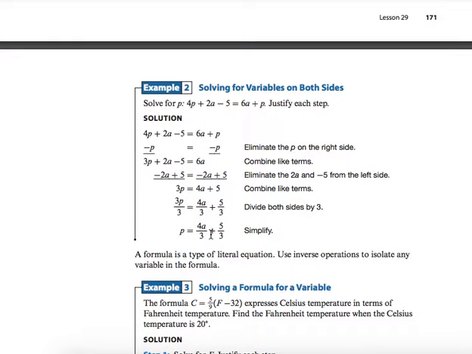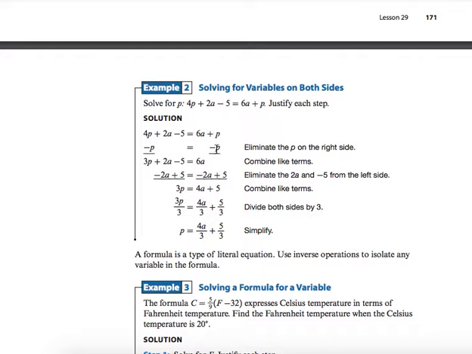Example 2 says solve for variables on both sides. In the equation here it says solve for p when you've got 4p plus 2a minus 5 equals 6a plus p. Justify each step. Now they want to get, in this case with variables on both sides, the same variable on the same side to add those terms and then separate them afterwards. So here it says eliminate the p on the right side by doing the opposite operation.